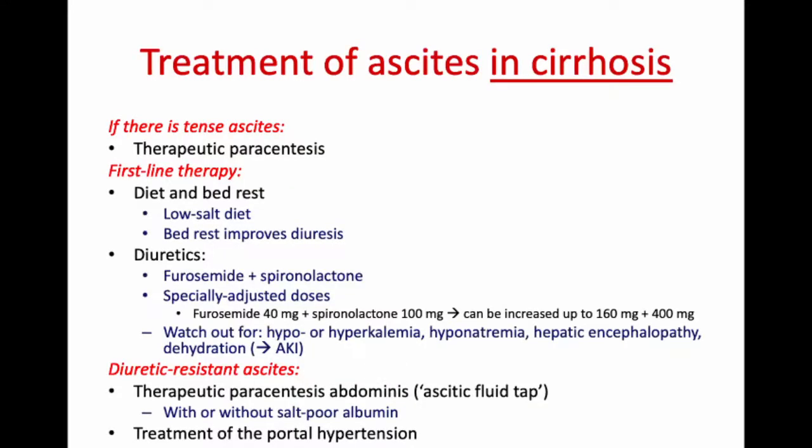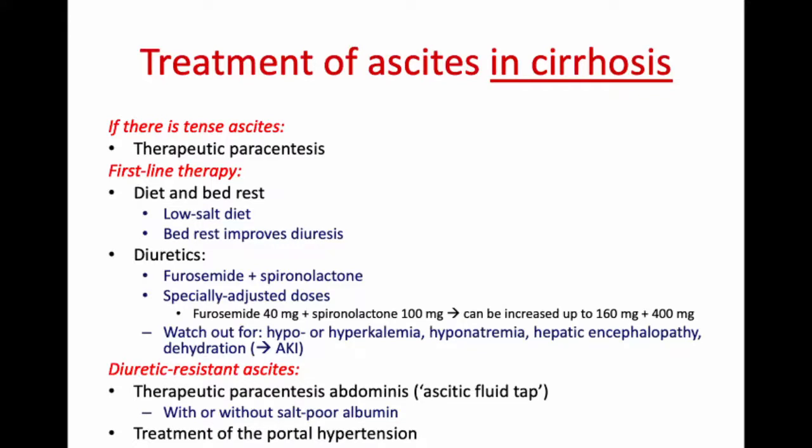So now, how do you treat ascites in cirrhosis? There are 3 stages. If the ascites is tense and the patient is uncomfortable, we must take some fluid out immediately, and that is for relief. That's called a therapeutic paracentesis. But if the patient is not uncomfortable, we try first-line therapy.